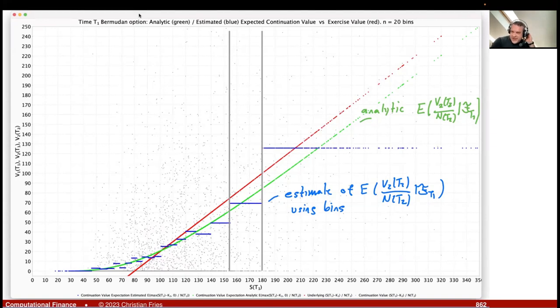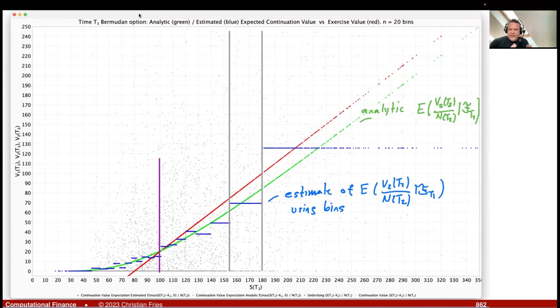So you see, for this case, you would sometimes exercise, yeah, the red line is the value of the underlying, which I now compare to analytically the green line. In that case, you would always exercise into the red line if you are after that point. So that point here is your exercise boundary, where actually the green line and the red line intersect. This is the analytic exercise boundary.